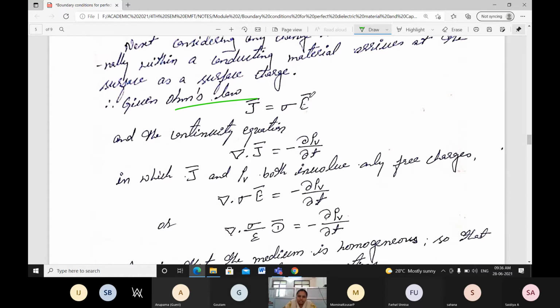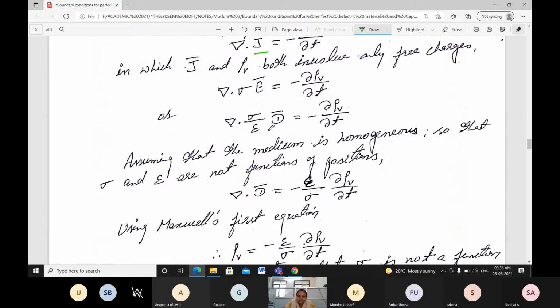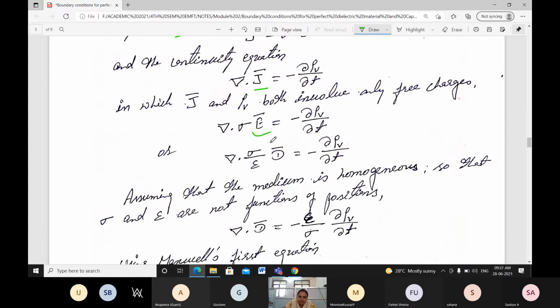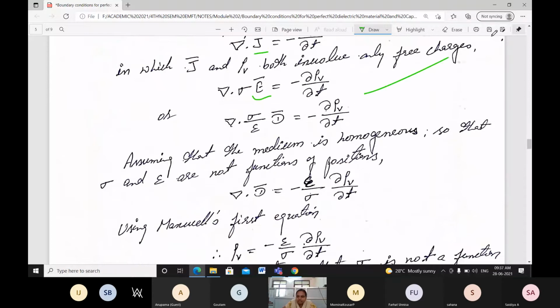Therefore, instead of J, I can write del dot sigma E equals minus dou rho V divided by dou T. Or else, instead of E, I can substitute the flux density, giving del dot sigma divided by epsilon times D equals minus dou rho V divided by dou T. Then this is one condition.